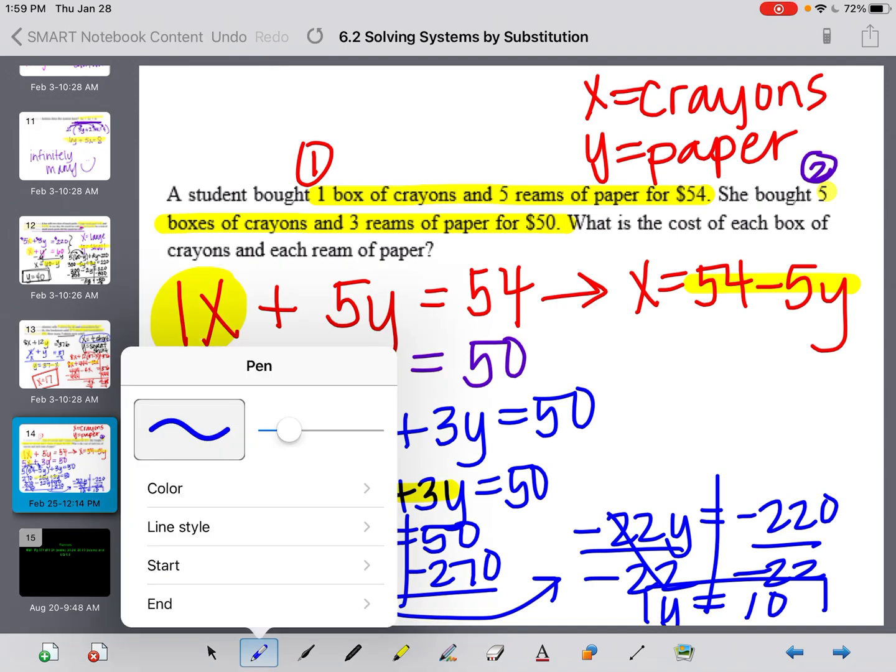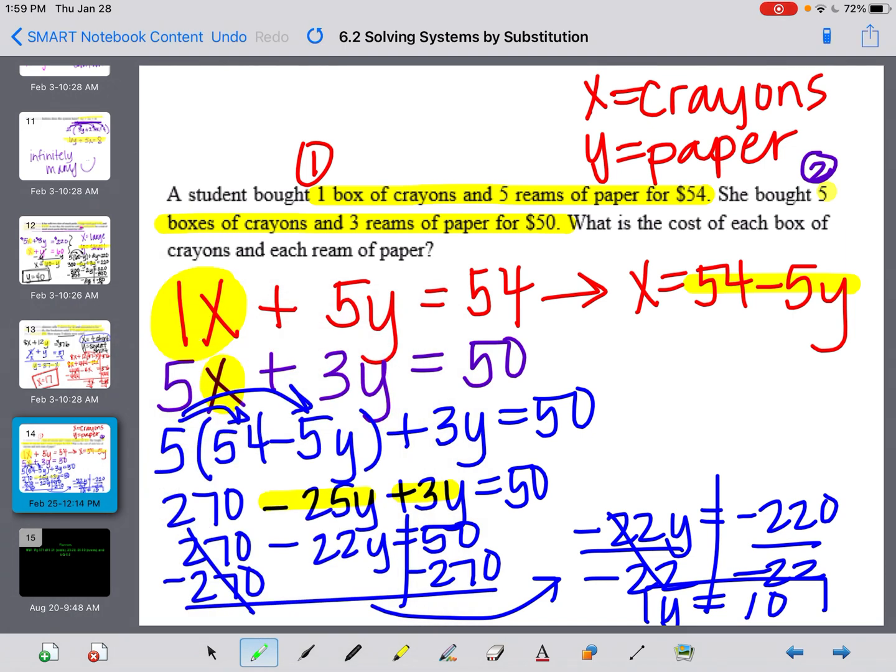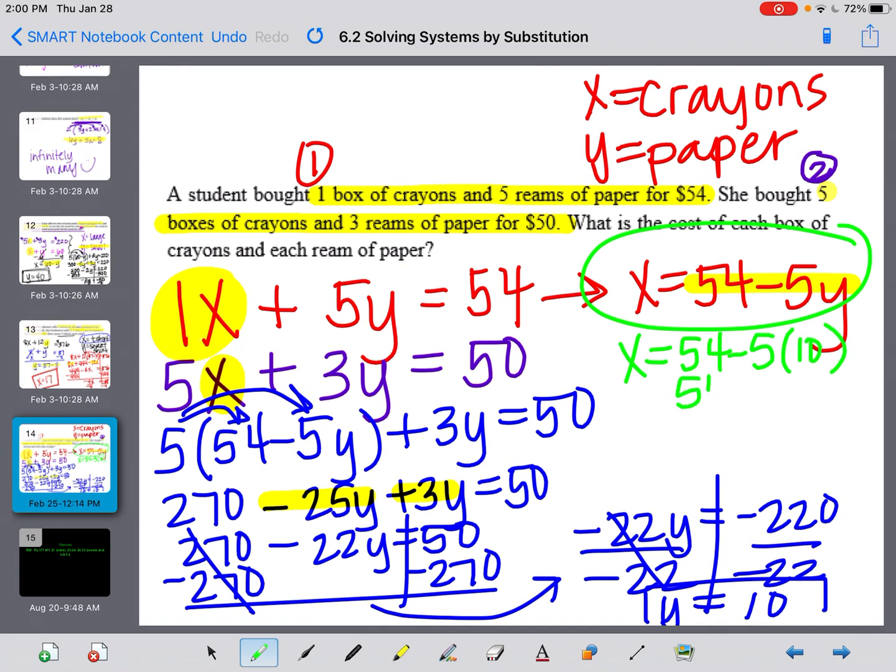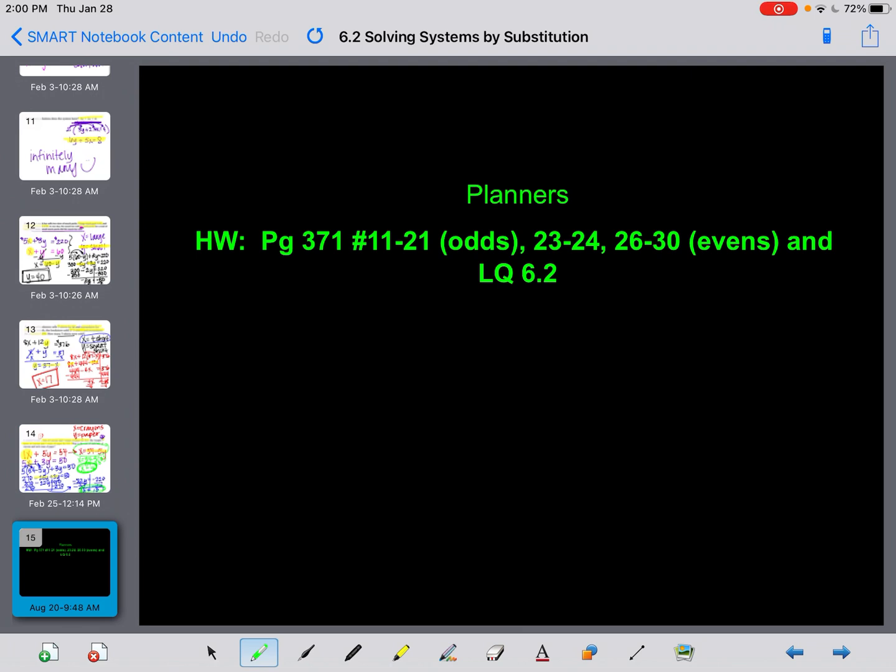Then I have to take what I have, since I need to find both. I need to go and plug that in to find my X. I'm going to plug that right back in here, because X is equal to 54 minus 5 times 10. 54 minus 50 tells me that the crayons were $4 each, while we saw that the reams of paper were $10 each. Okay, that's the end of 6.2, solving systems by substitution.